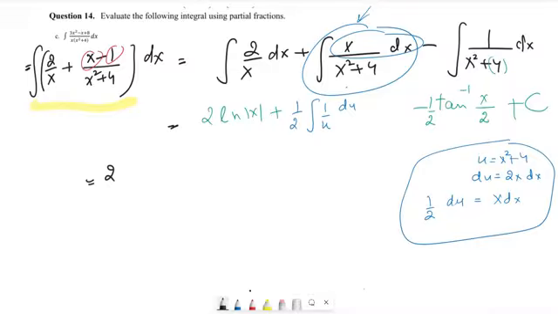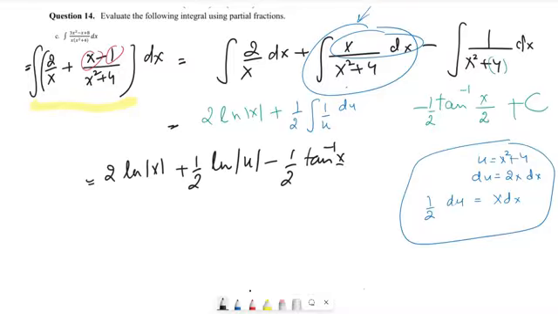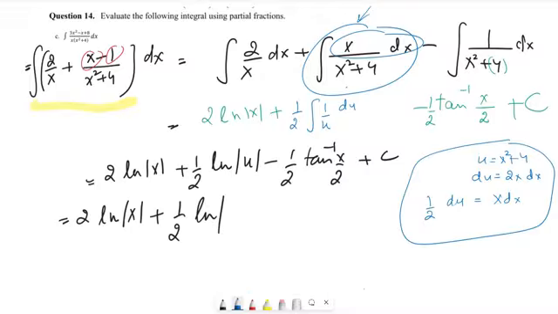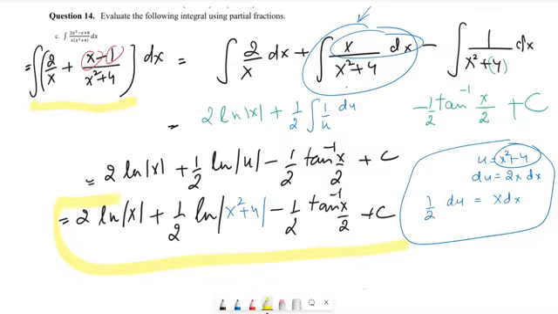Now we can solve that easily. The first one is already done. 2 natural log of x plus half natural log of u minus half tangent inverse of x by 2 plus c. We are almost done. 2 natural log of x plus half natural log of, in place of u, what can we write? x squared plus 4, minus half tangent inverse of x by 2, plus c. So this is your answer for the original integral.